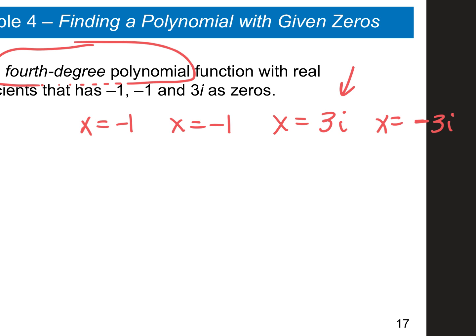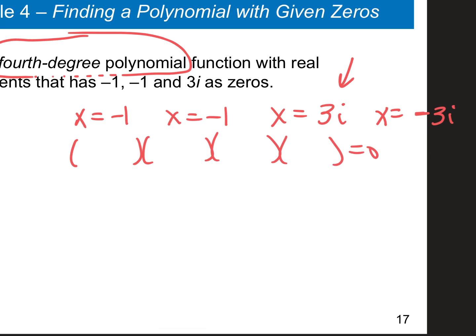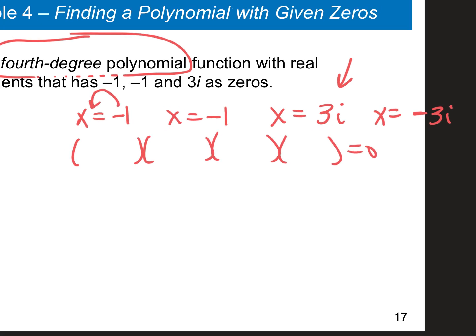So how do we work backwards? How are we given all of these zeros, these answers, and we're going to work backwards to find the polynomial? Or we're going to write them in their linear factorization. How do I write this as a linear factor? X plus 1, right? Good. How do I write this as a linear factor? X plus 1. How do I write this? X minus 3i, and this one is x plus 3i.